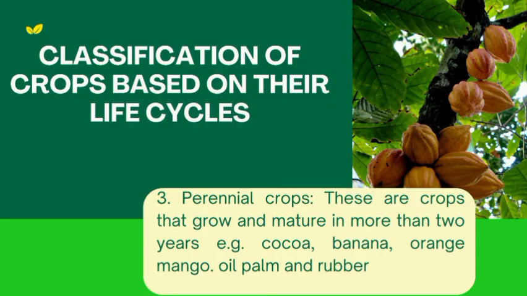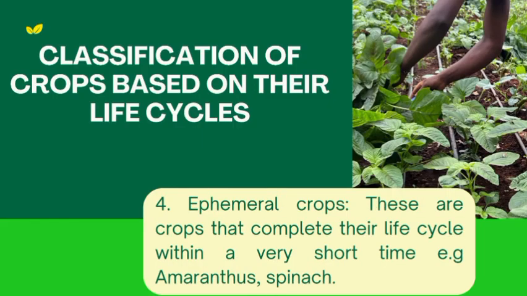We have number 4 then. That is ephemeral crops. Ephemeral means something that is temporal, something that does not last. So these are crops that complete their life cycle within a very short time. Sometimes they don't take up to 1 year. Sometimes they take 1 or 2 months to complete their life cycle.